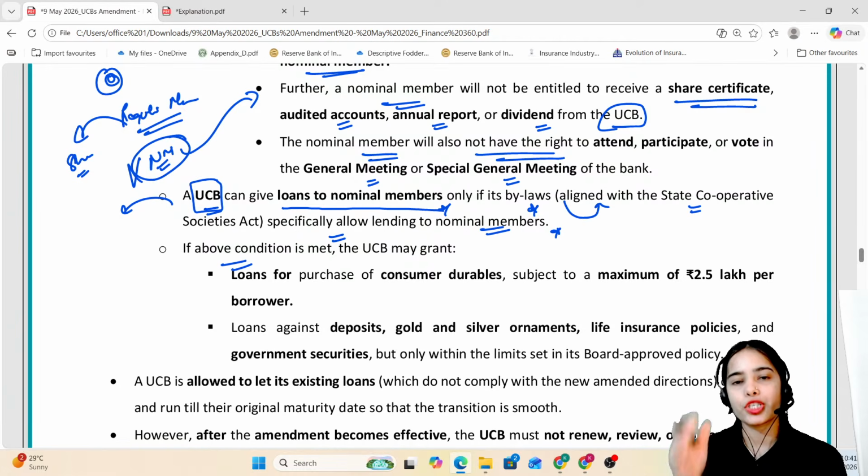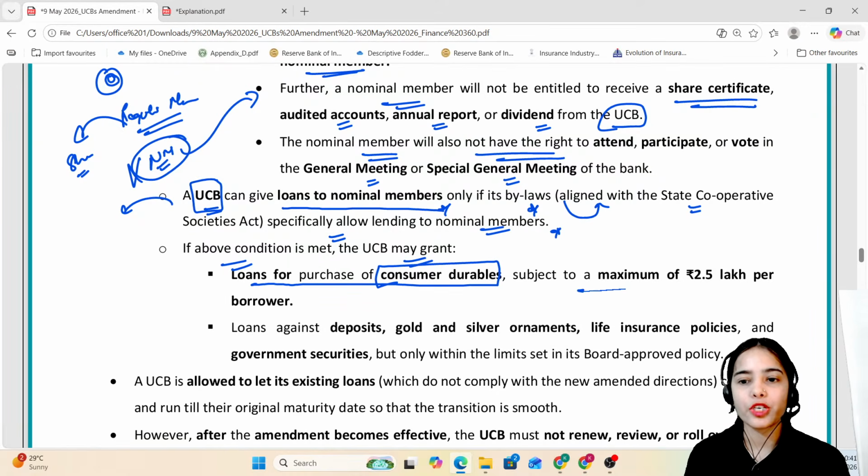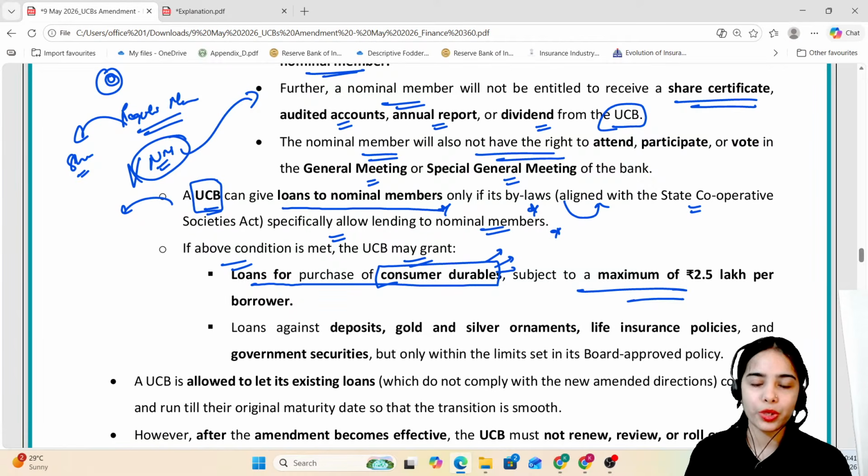If the above condition is met, that there is a nominal member and the Urban Cooperative Bank has the bylaws according to which it can provide the loan to the nominal member, then the Urban Cooperative Bank may grant loans for purchase of consumer durables, subject to a maximum of 2.5 lakh per borrower. You want to buy a sofa and fridge, or some mobile phone. So if you want to buy consumer durables, the maximum loan that you can get from the Urban Cooperative Bank being a nominal member is 2.5 lakh per borrower.